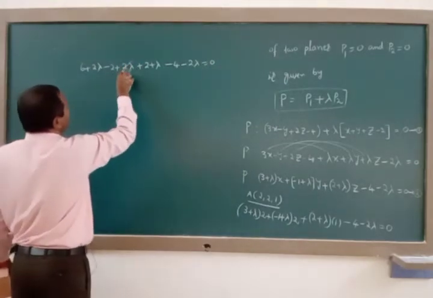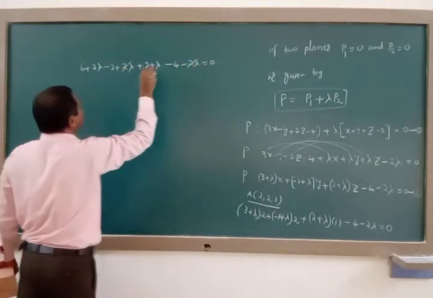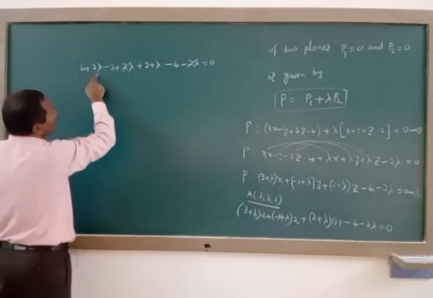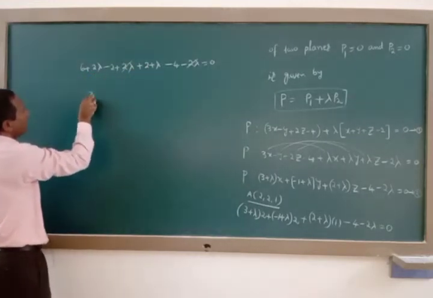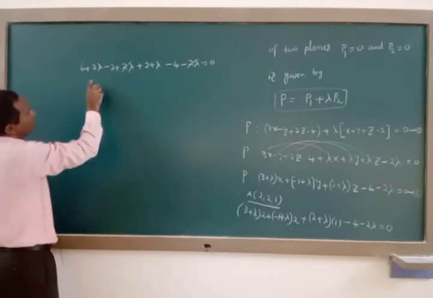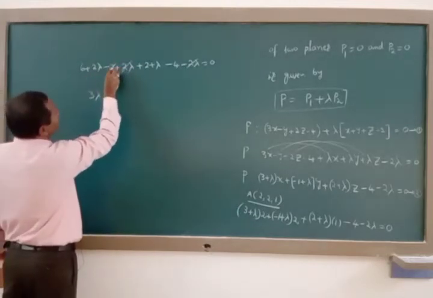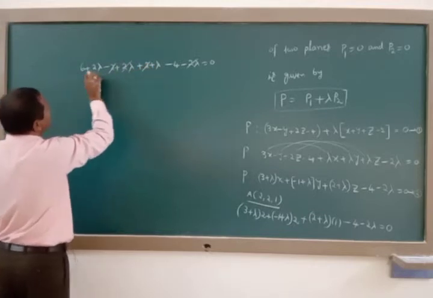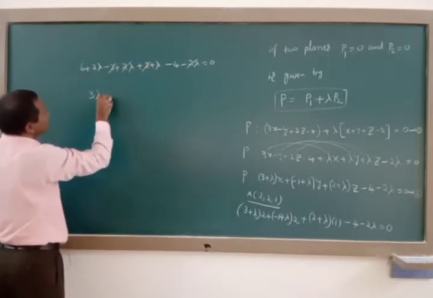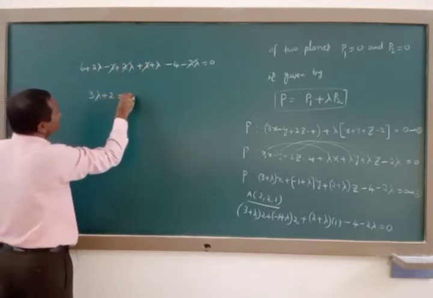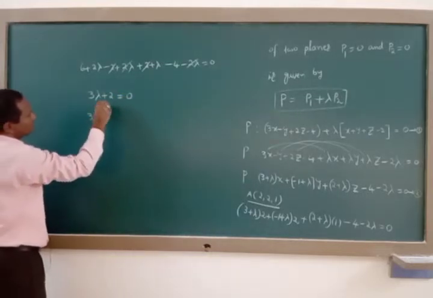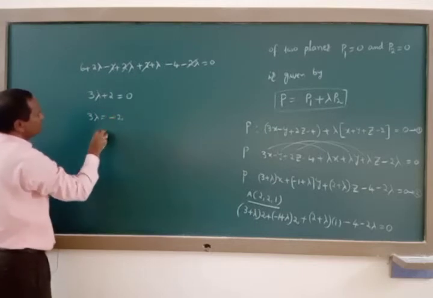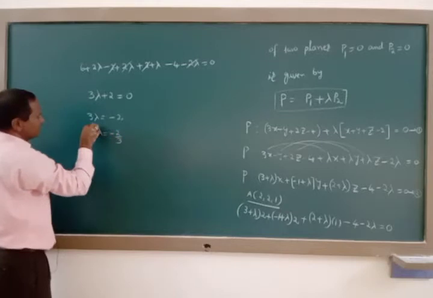Plus 2 lambda and minus 2 lambda get cancelled here. 2 lambda plus one more lambda, totally we got 3 lambda. Here minus 2 plus 2 gets cancelled. Next 6 minus 4 means plus 2 is equal to 0. So 3 lambda is equal to, sending that to the other side, becomes minus 2, then lambda is equal to minus 2 by 3.